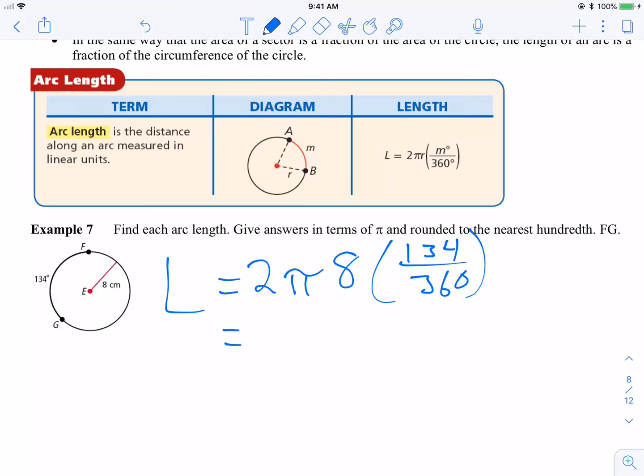And we could simplify this a little bit. We know that 16 pi would be our full circumference. And we're going to multiply it by this fraction. Not an obvious fraction to simplify. They're both even numbers, so obviously we could reduce that a little bit, but let's just let the calculator take care of this and multiply it by the 16.